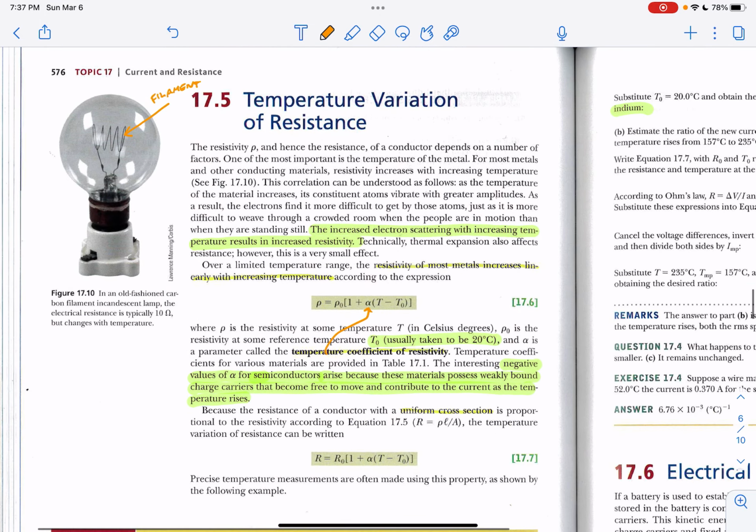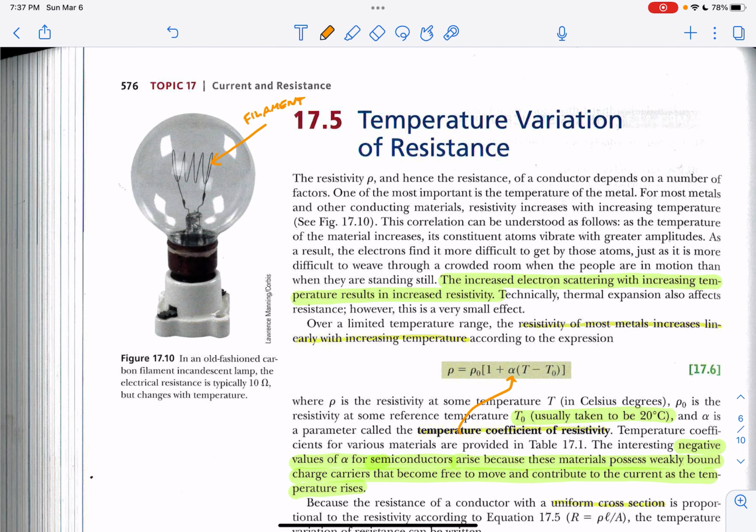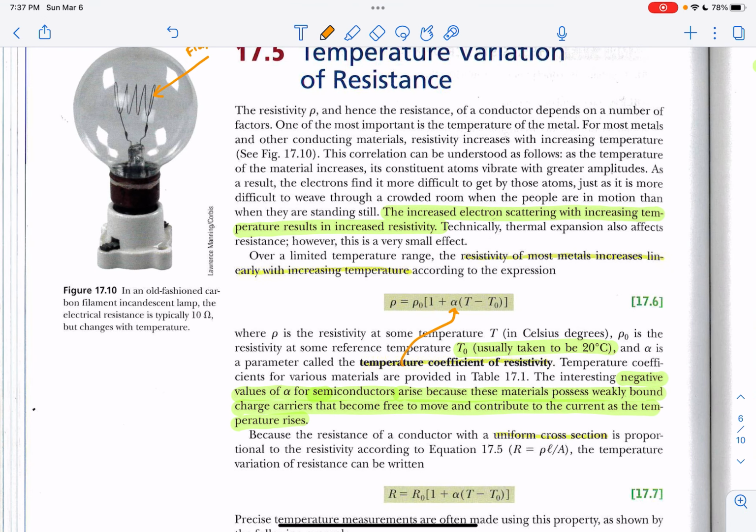Now, temperature variation of resistance. If you look at this old-fashioned light bulb, and it's really old-fashioned because not only does it have a filament inside, which is that curly Q wire that my arrow is pointing to, it also is clear glass instead of a glass that has a coating of phosphor on the inside to give more of a warmer glow rather than a harsh light. But that's the filament we're talking about that the electricity has to go through. And there is a temperature variation that affects the resistance, or we could say that the resistance is affected by temperature.